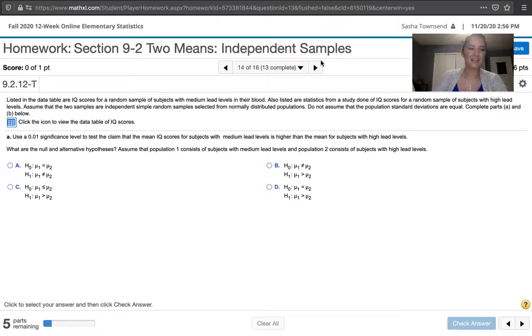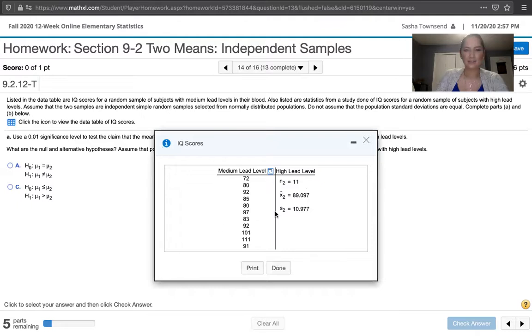It says click the icon to view the data table of IQ scores. And we've got the IQ scores. Here's our list for that medium lead level. And then we've got summary statistics for the high lead level IQ scores.